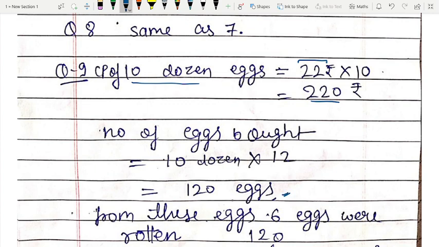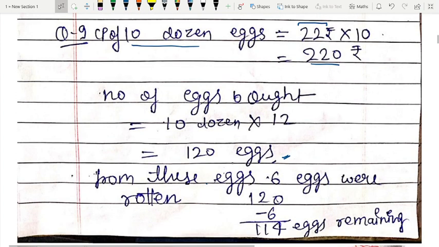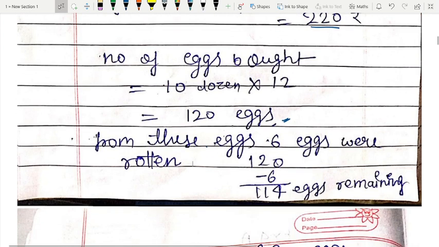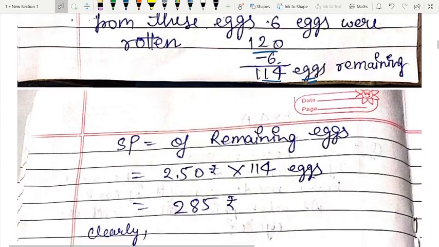From these eggs, 6 eggs were rotten. Rotten means the eggs have gone bad, out of 120 eggs. Now we can subtract these 6 eggs because he will not sell them, since no one will purchase them. So we subtract 6 eggs from 120 eggs, and we get 114 eggs which are fresh and remaining. He will get profit on these eggs.